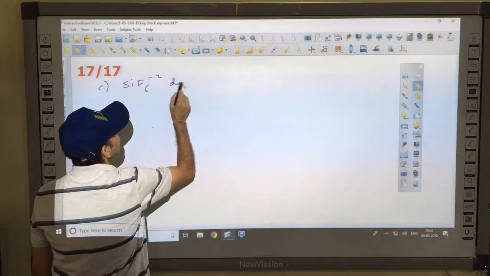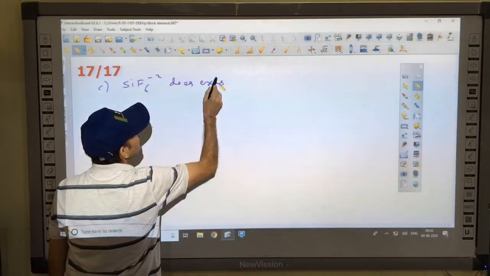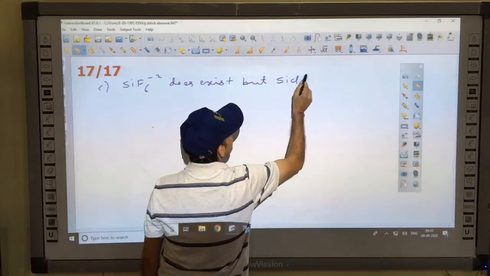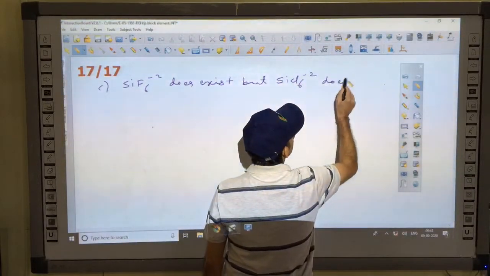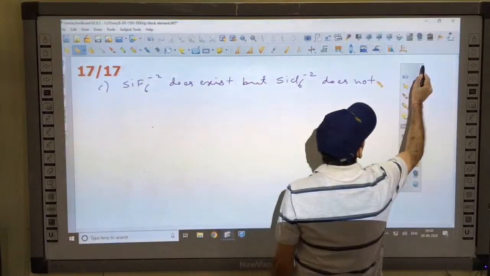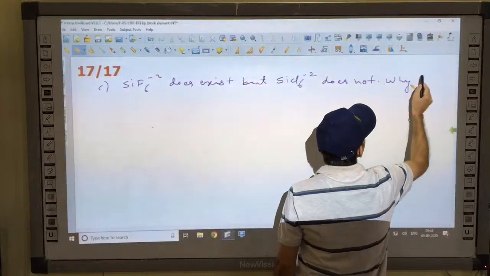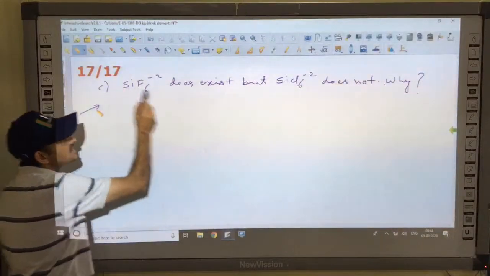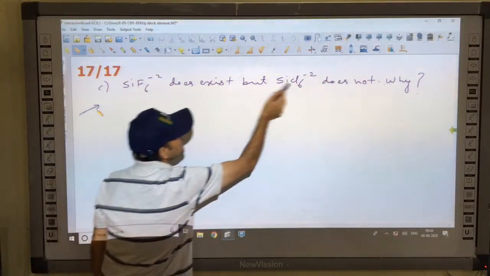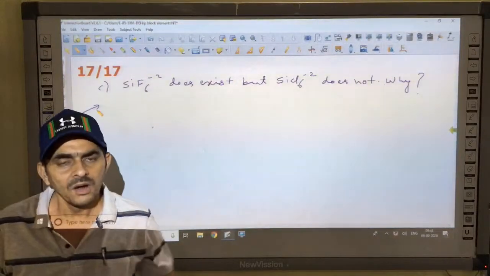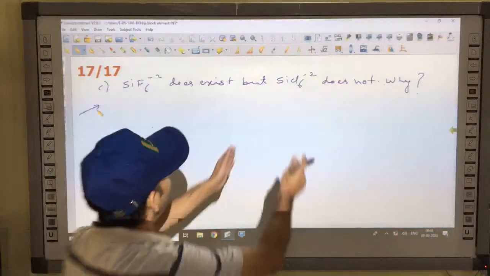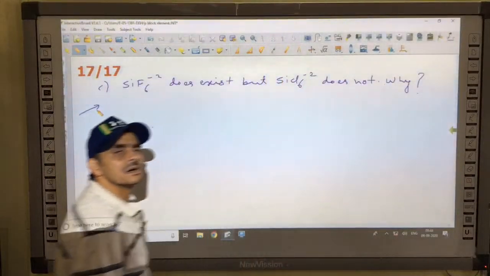SiF6 2- does exist, but SiCl6 2- does not. It is unstable. Why is this not going to exist? Both are silicon atoms. This is silicon, and this is silicon. I have only changed fluorine to chlorine. Now, why has this happened? Why is the compound SiCl6 2- unstable, or why does it not exist?